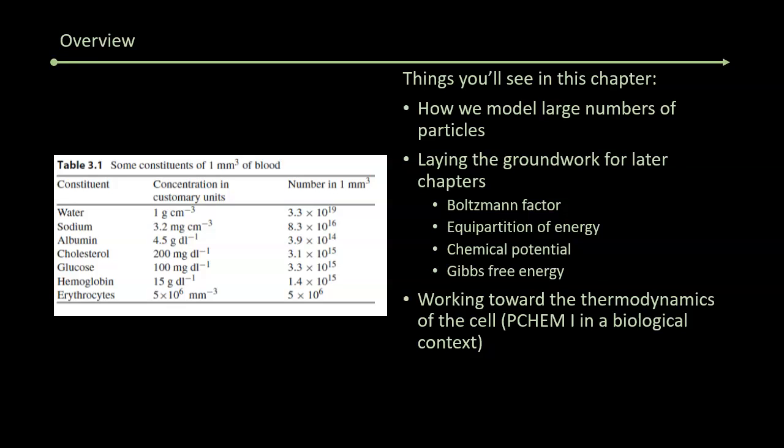We're going to lay the groundwork for later chapters by looking at the Boltzmann factor, the equation of energy, chemical potential, Gibbs free energy. This is all working towards the thermodynamics in the context of the cell, which will be applied in later chapters. And so this is sort of where this chapter is headed. It's laying the groundwork for chapters 4, 5, 6, 7, 8. You kind of need the concepts here in order to progress through those chapters.